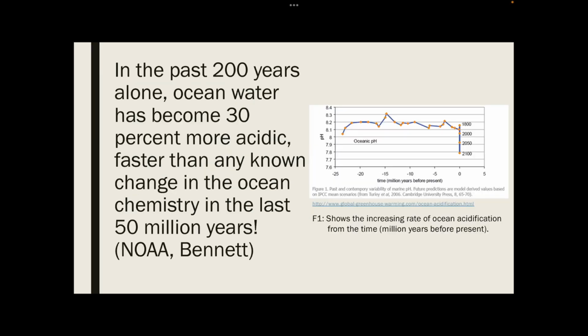Did you know that in the past 200 years alone, ocean water has become 30% more acidic, faster than any known change in the ocean chemistry in the last 50 million years? Figure 1 to the right shows the increasing rate of ocean acidification from the time million years before the present.